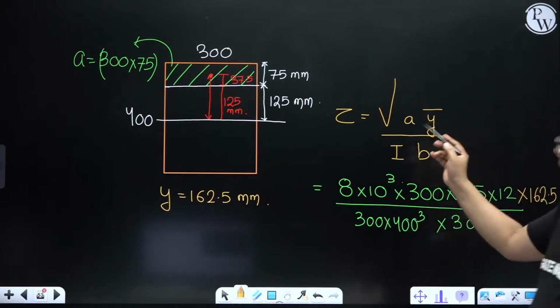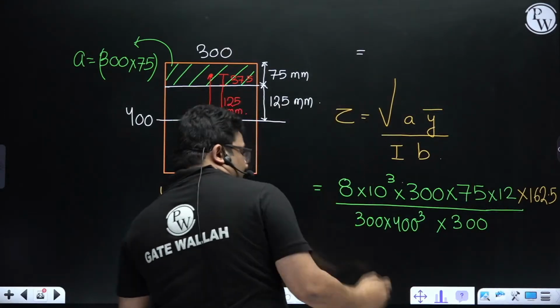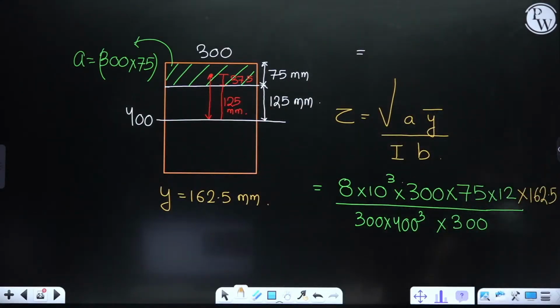Very easy. You can use this equation, you can easily find out. So how much are you getting? Tell me, let us find. I will also calculate. You also calculate. 8 into 10 to the power 3 into 300 into 75 into 12 into 162.5 divided by 300 divided by 400 cube further divided by 300. Wait, I made some calculation mistake.